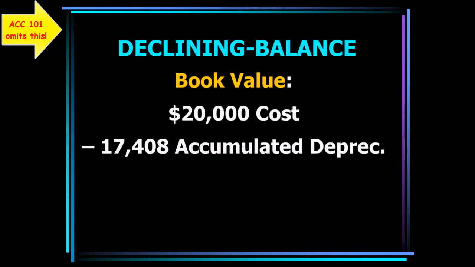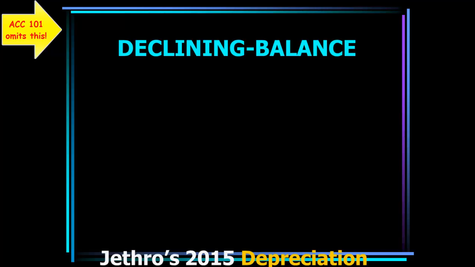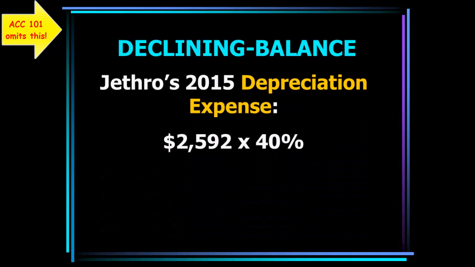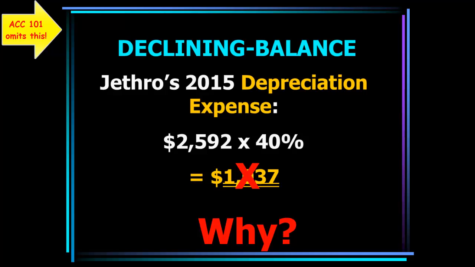20,000 minus 17,408 is 2,592. Now, if we were using our normal method, how would we calculate the amount of depreciation expense for this year? What would I do next? We'd take 2,592 times 40%, right? That is what I would do if it was a normal year: take the book value, 2,592, and multiply it by 40%. That would give me 1,037. That still looks okay. However, we do have a problem.